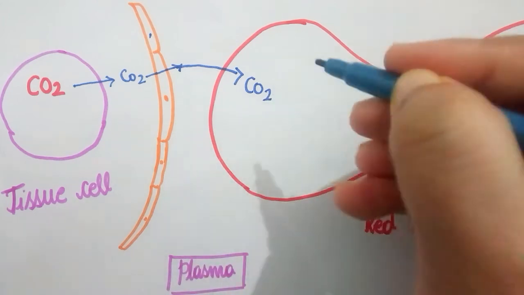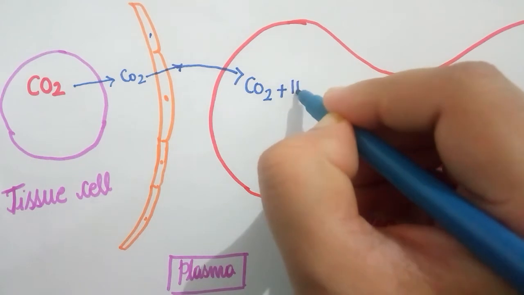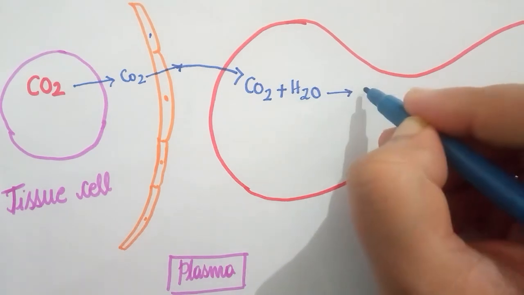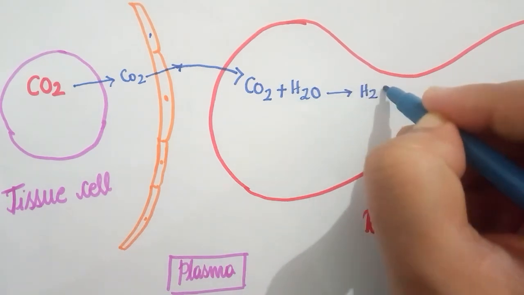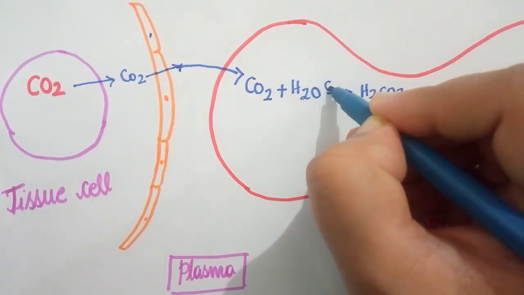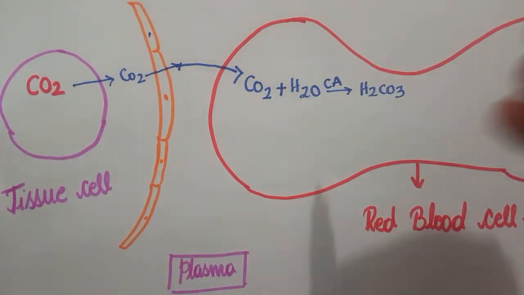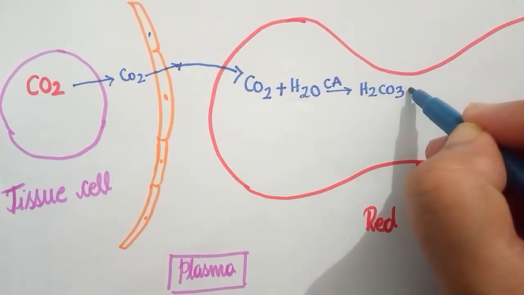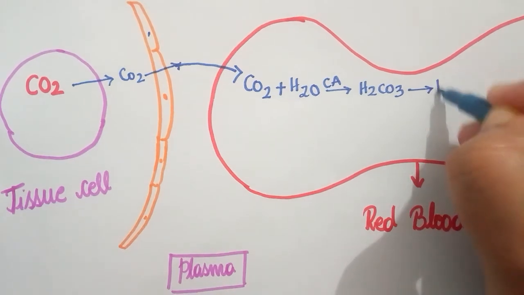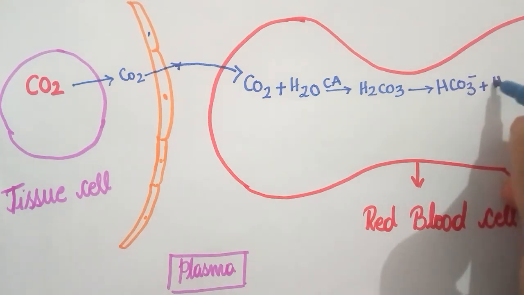Okay, so once it enters the red blood cell, inside it water is ready. Now as soon as the carbon dioxide meets water, both of them will combine and form H2CO3, carbonic acid, in the presence of the enzyme carbonic anhydrase. The name of the enzyme is carbonic anhydrase. Now this H2CO3 is going to split into, here is the story, bicarbonate and a proton. This is the story here.